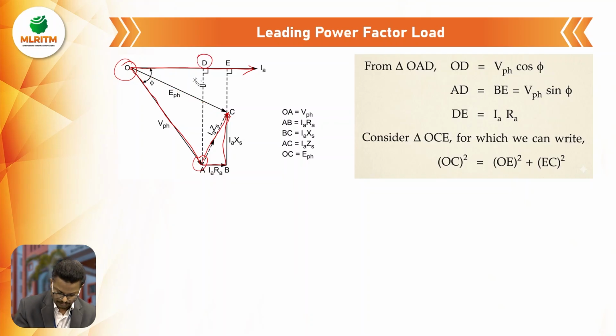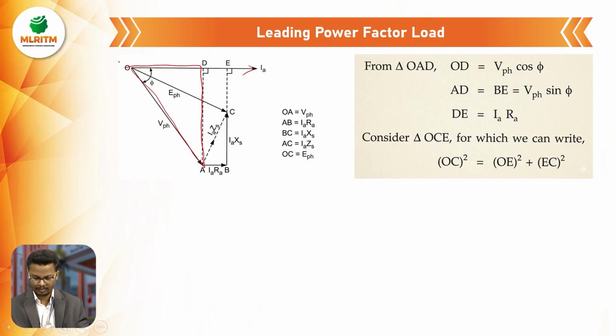So here the triangle we are considering is O, A and D. From this triangle, we take cos phi. Cos phi is equal to adjacent side by hypotenuse. Here the adjacent side is OD and the hypotenuse is OA. So by substituting that value, we will get OD is equal to V phase cos phi.